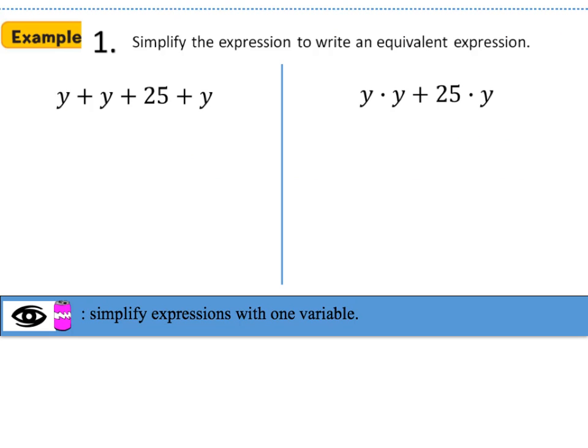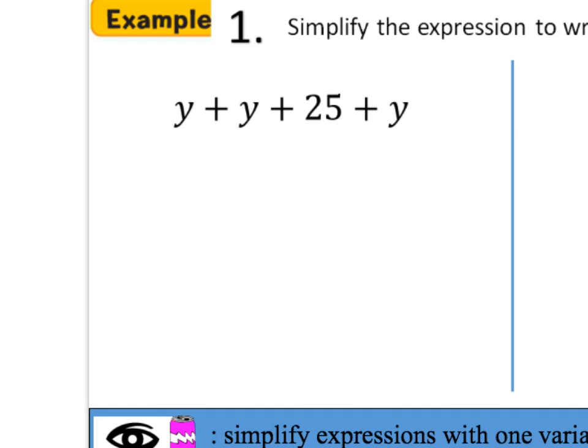Example 1: simplify the expression to write an equivalent expression. So let's take a look at our variable terms. We can assume that there's an imaginary 1 standing in front. That's our coefficient for y. We can find another coefficient in front of that variable, and there's another coefficient of 1 standing in front. That's assumed if you don't see any number there.